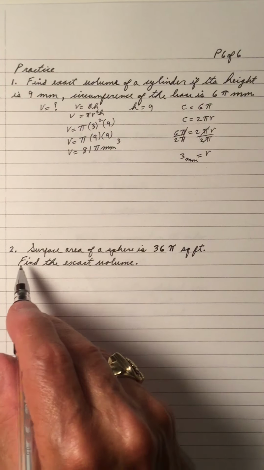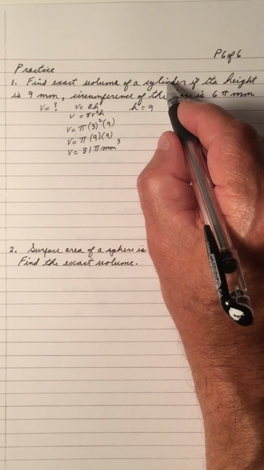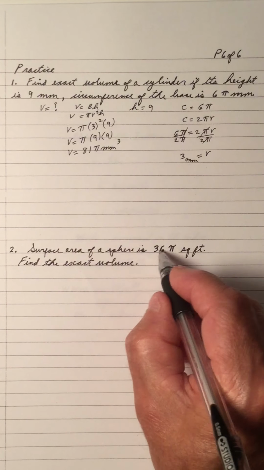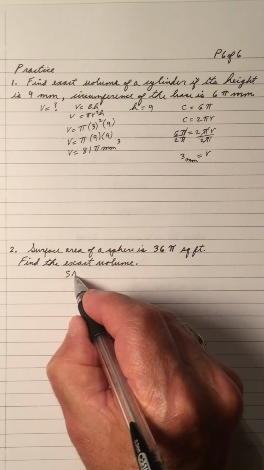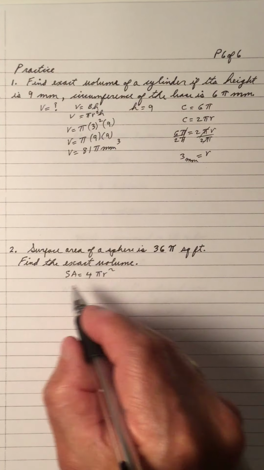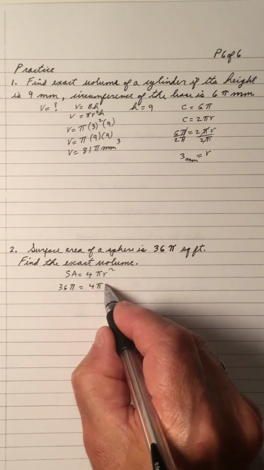And we have another one to do. Number 2, the surface area of a sphere. Up here we were dealing with a cylinder. Now we're dealing with a sphere. The surface area of the sphere is 36 pi, and the formula for the surface area of a sphere is 4 pi r squared. So 36 pi equals 4 pi r squared. And we want the volume. So let's just make sure we're doing okay. We have a surface area, and I want the volume of a sphere.